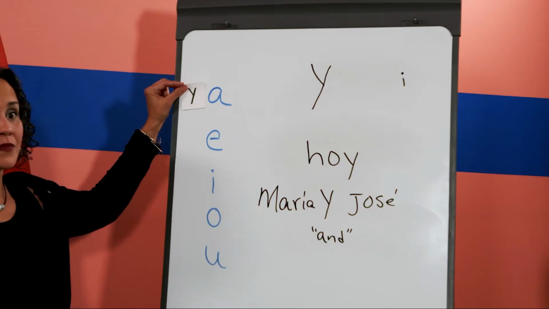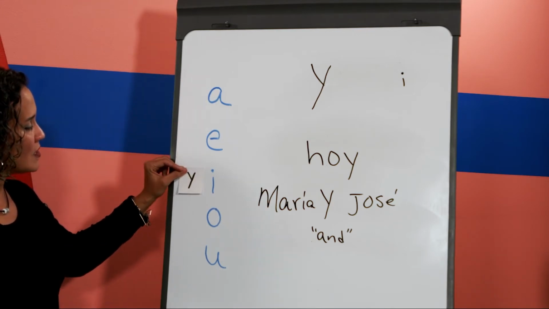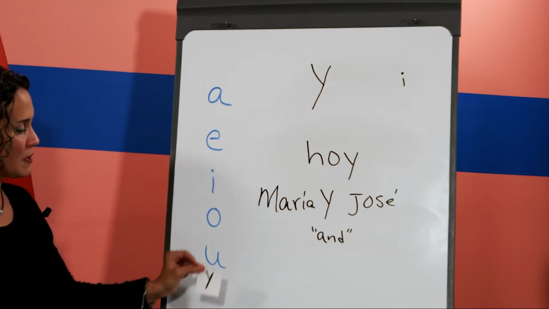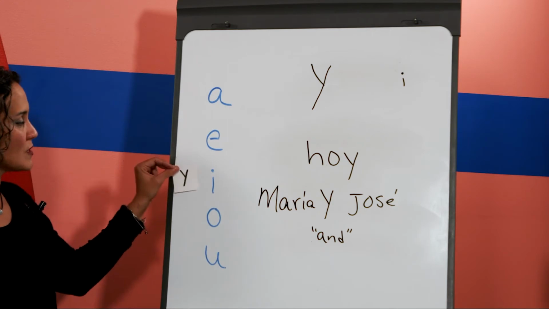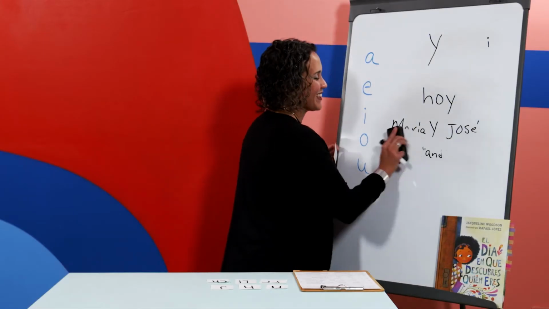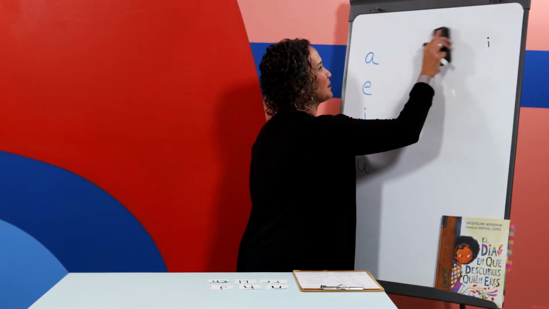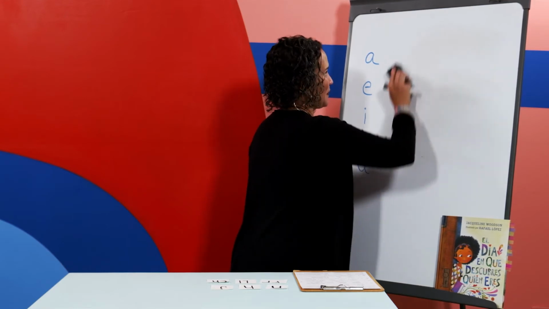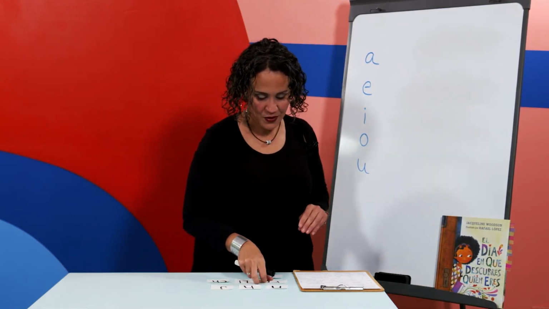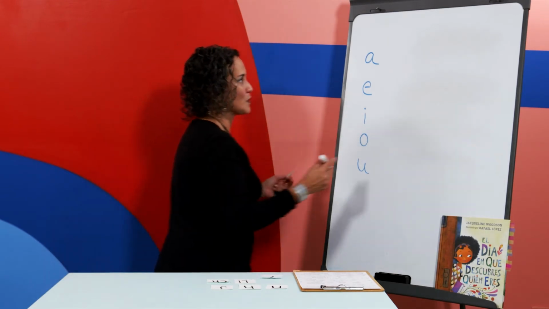That's going to be ya, ye, yi, yo, yu. And when it's by itself, it's i, just like this one. I'm going to put it right here so you don't get confused. Okay, then I'm going to show you another one that used to be a letter, but it is no longer a letter.